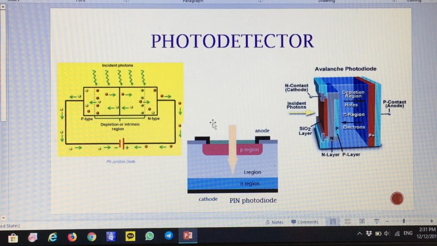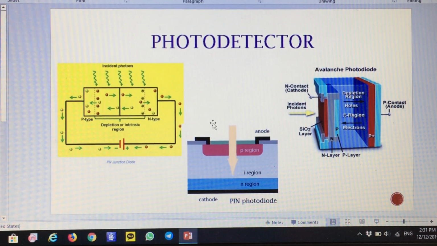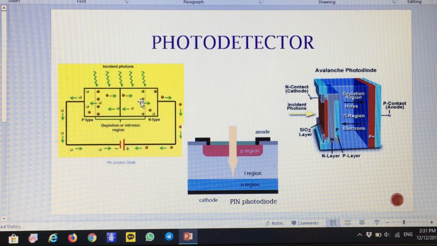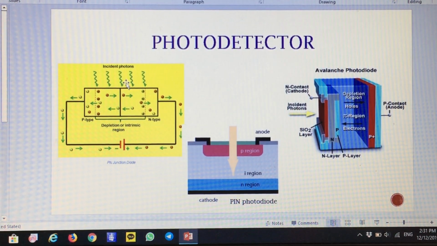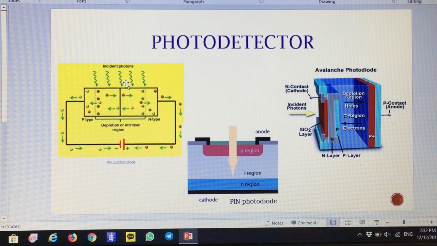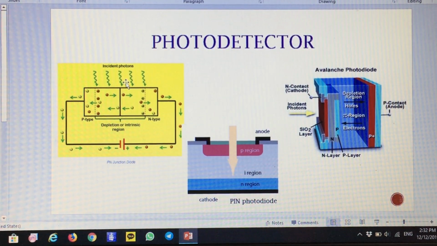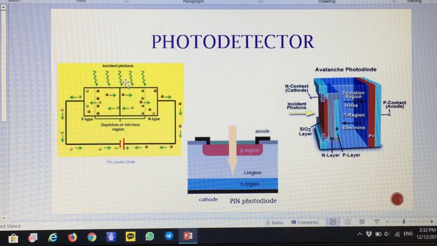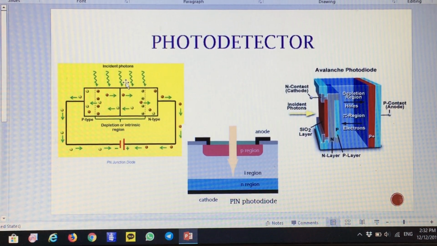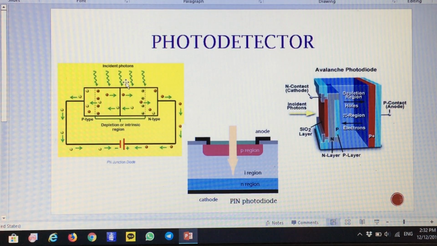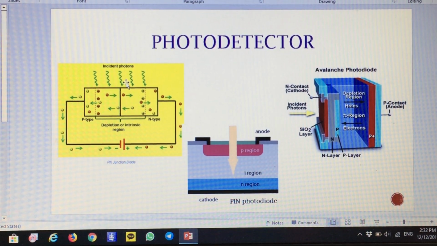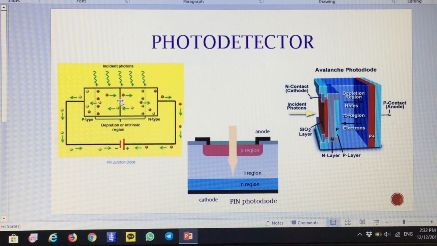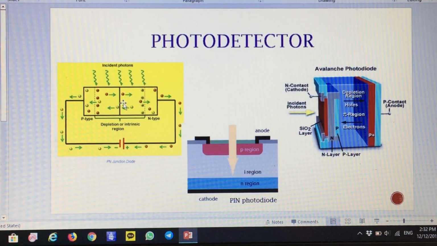When a photon has sufficient energy and strikes the diode, as you can see here, it excites an electron, thereby creating a free electron and hole. So by applying bias, the hole moves toward the anode and the electron moves toward the cathode, and photocurrent is produced. This is the depletion region that holes and electrons can move through.